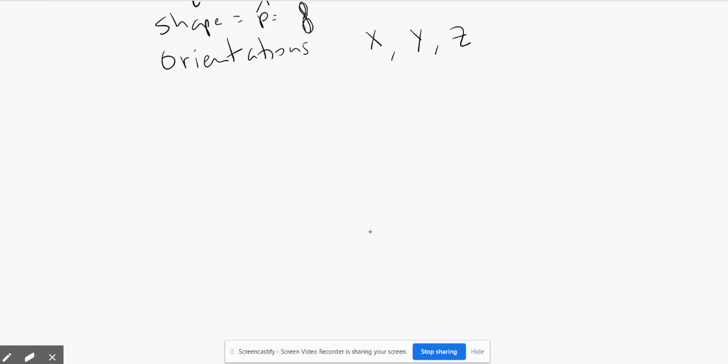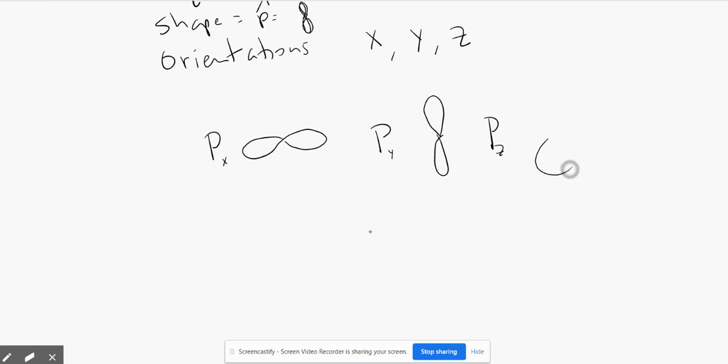So we could have P sub X, which might look kind of like this. We can have P sub Y, which might look like this. And P sub Z is the one that comes out towards us and then goes back. So we're going to draw a dotted line for the one going back into the board here. Okay, so these are the orientations.